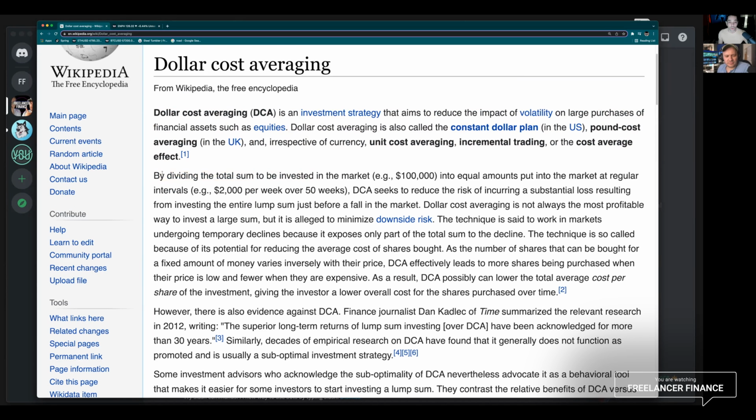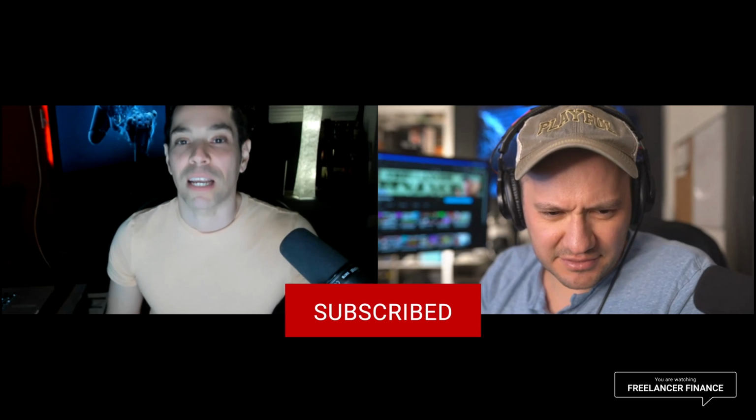By dividing the total sum to be invested in the market, say $100,000, into equal amounts put into the market at regular intervals, 2,000 per week over 50 weeks, DCA seeks to reduce the risk of incurring a substantial loss resulting from investing the entire lump sum just before a fall in the market. Let's have a quick discussion to explain that in English.